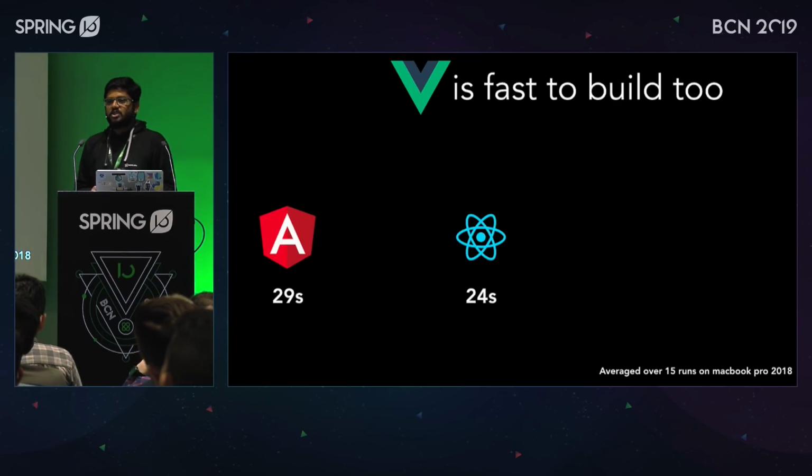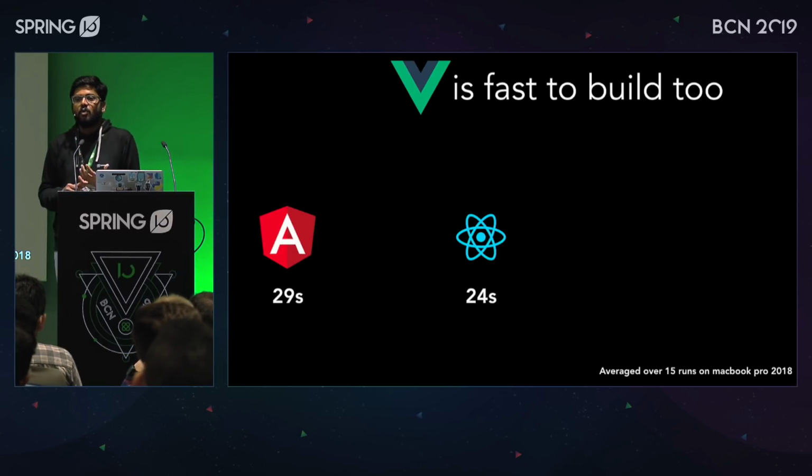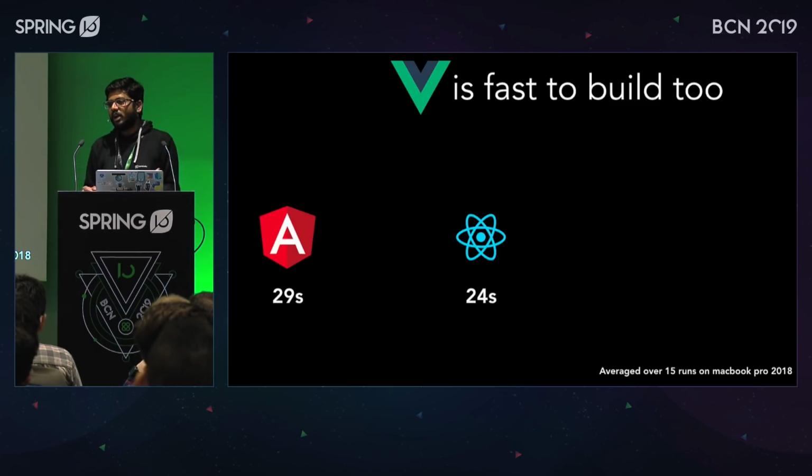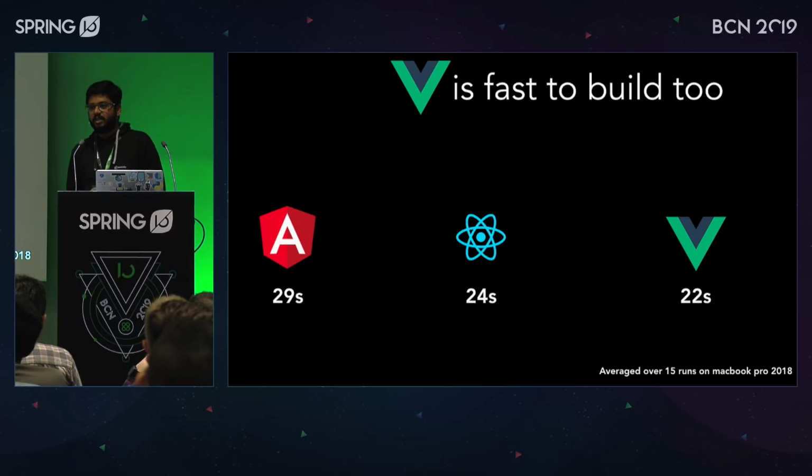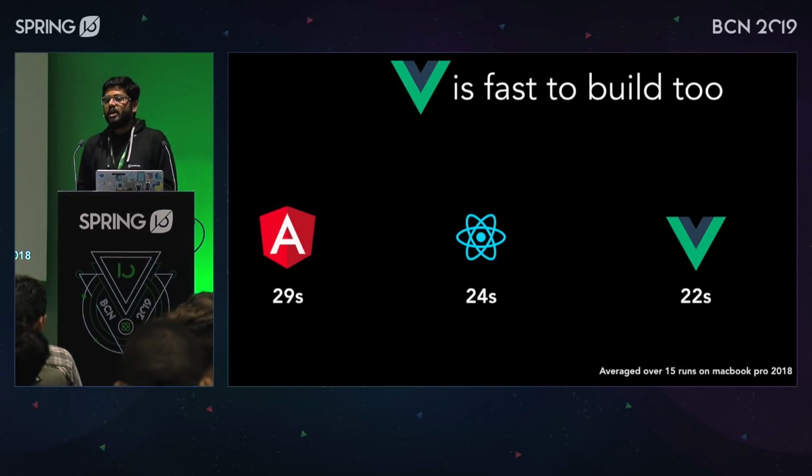And in React, it's 24 seconds. This 5 seconds improvement is not a small thing. It's a really big thing, because when you're running it thousands of times, it multiplies by that factor. On the other hand, in Vue, it takes just 22 seconds. You might be surprised it's not 10 or 15 seconds, but having 7 seconds less to do the build is a huge amount of time. So that's why Vue is actually helping in a lot of things.